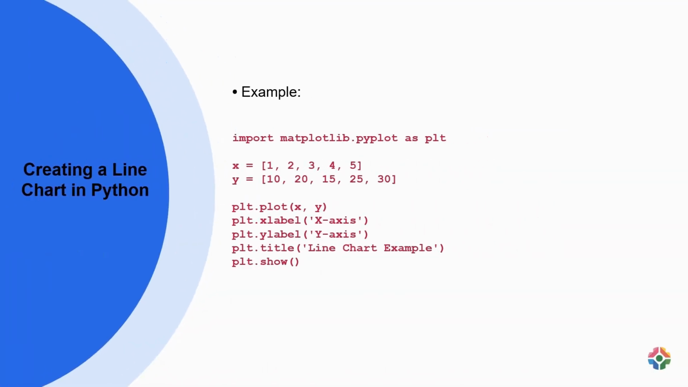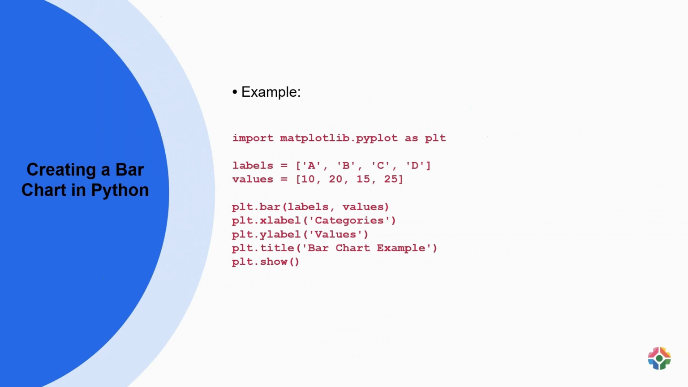To create a line chart using the Matplotlib library in Python, import the matplotlib.pyplot module. Define data points for x and y coordinates. Use plt.plot to plot the data points. Set labels for the x-axis and y-axis using plt.xlabel and plt.ylabel, respectively. Specify a title for the chart with plt.title. Finally, display the chart with plt.show. This example illustrates plotting a simple line chart with x as 1, 2, 3, 4, 5, and y as 10, 20, 15, 25.